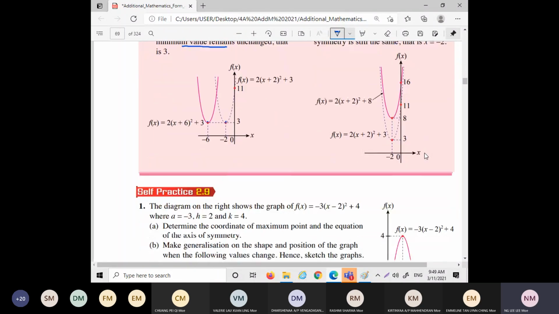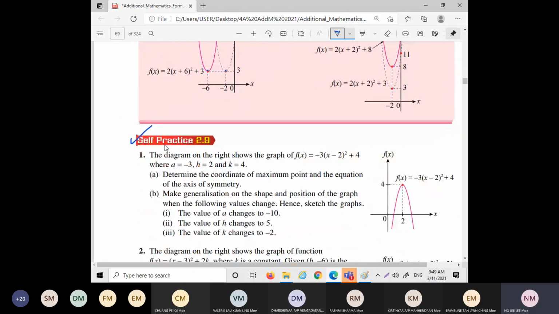So this is another homework. Maybe I help you a little bit. Look at this. Determine the coordinates of the maximum point and the equation of the axis of symmetry. You see, this is a very common question.